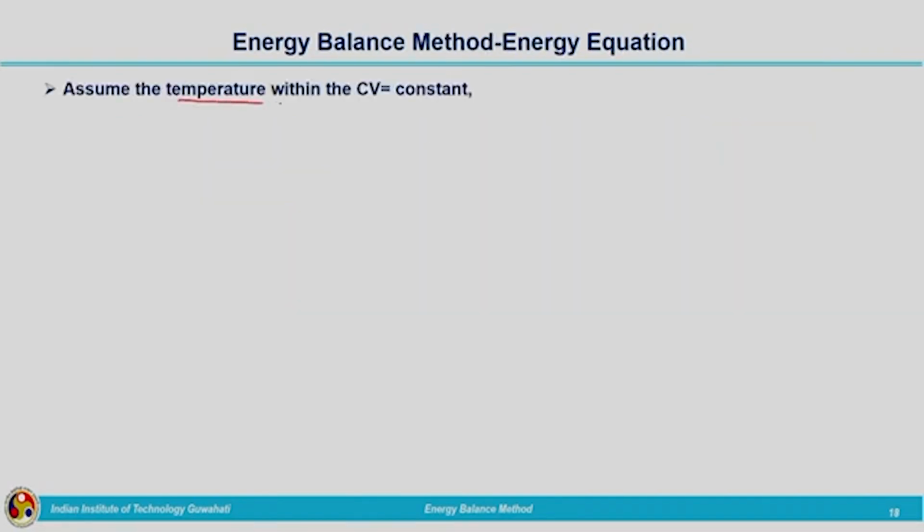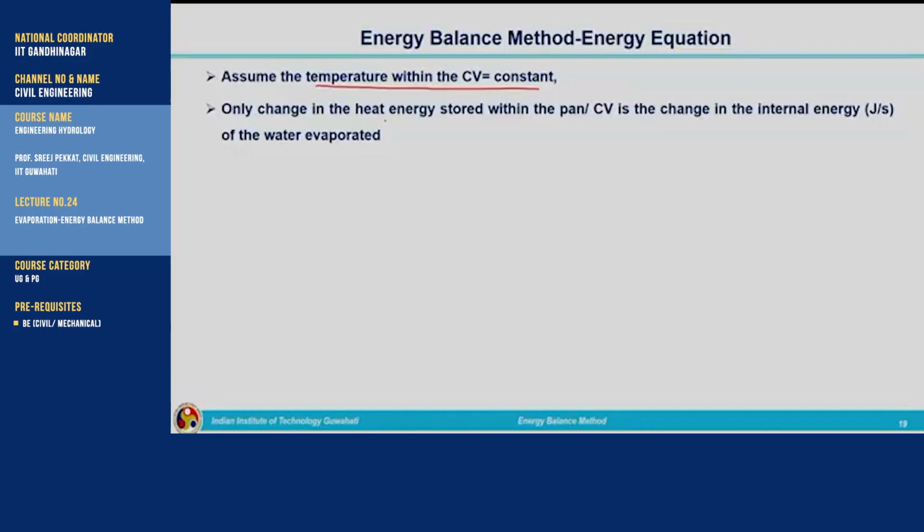Here we are going to assume the temperature within the control volume is constant. That we have seen during the process of evaporation, it is not like a process of boiling. Boiling, we know what are the changes taking place in the temperature. But in the case of evaporation, if you consider a lake or reservoir, it is not similar to that of the boiling process. There is no change in temperature taking place, even though there is a phase change of water taking place. Water is getting transformed to water vapor.